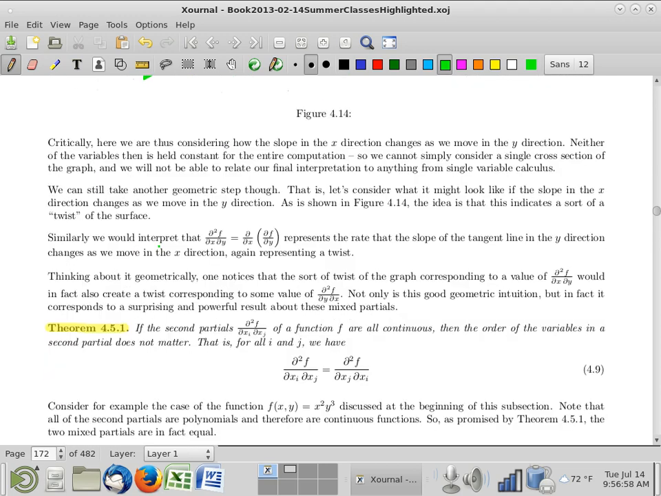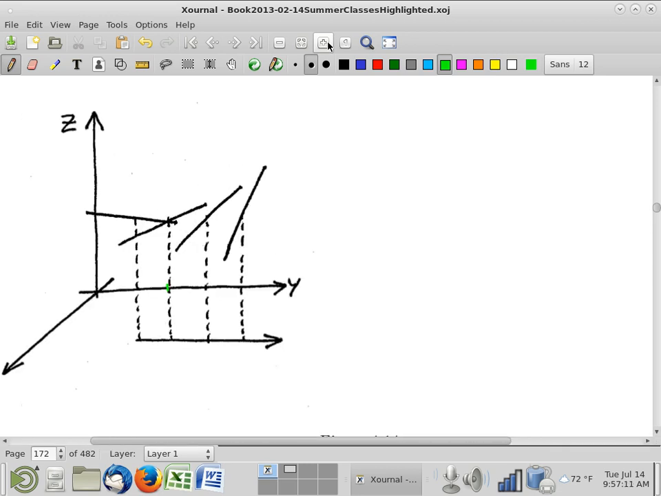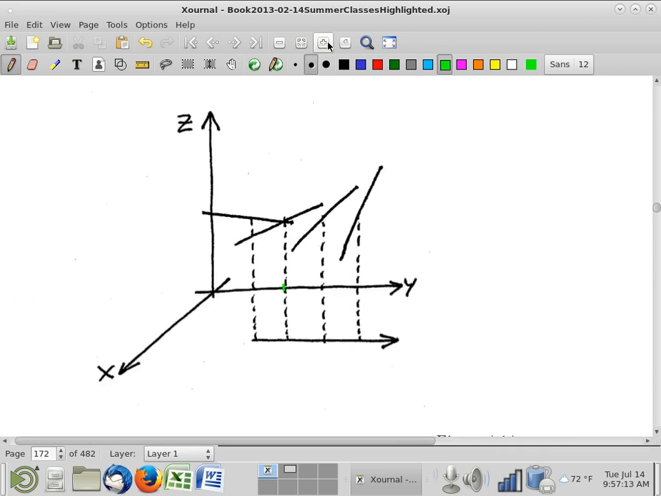So I'm going to appeal to your geometric intuition about something. What if I were to draw, looking at this same picture here, I'll zoom in a notch. What I have here is a representation of a y partial of an x partial. What if I were to do it the other way? What if I were to ask, what's the x partial of the y partial? So I'd be wanting to look at slopes in the y direction and wanting to know how those slopes change as I move in the x direction.